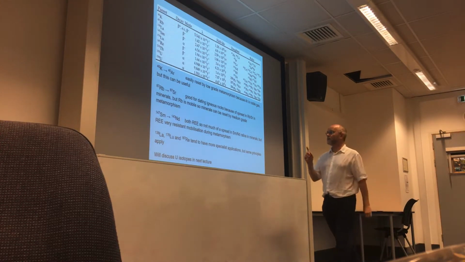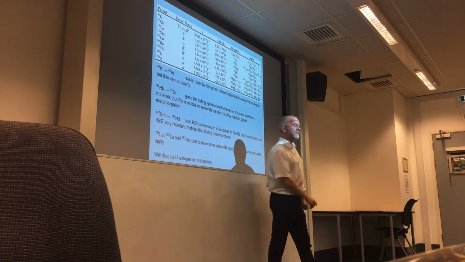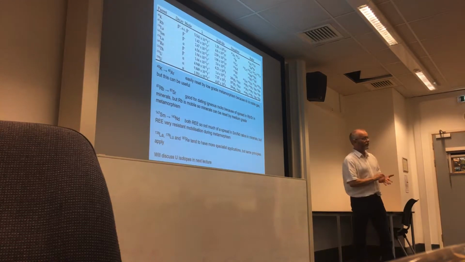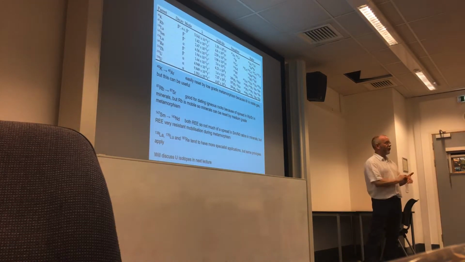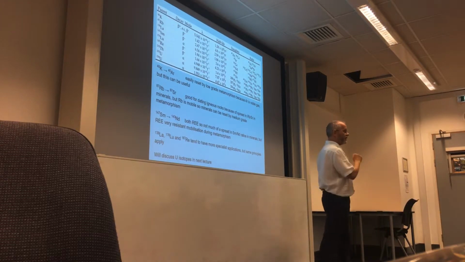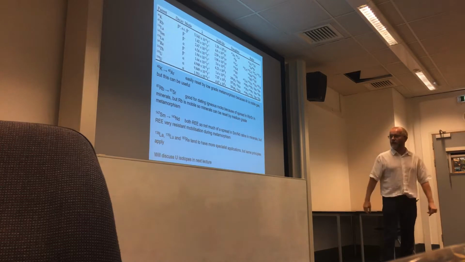The big advantage of the samarium-neodymium system is that the rare earths are very resistant to metamorphism. So when we form a rock, provided we don't melt it, we can be pretty sure we're going to get the original age of that rock, even if it's been metamorphosed.